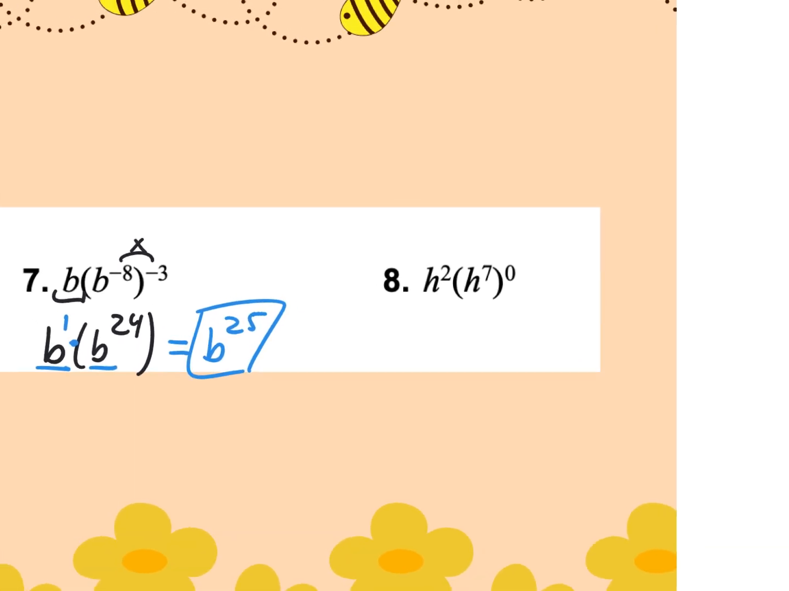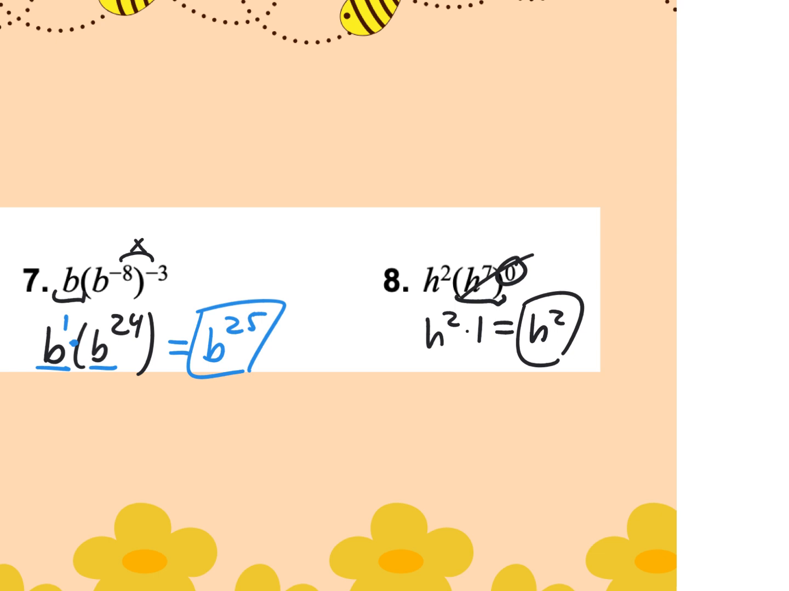All right. So this next one, there's a couple of different ways that you could think about it. You could first look at this h to the 7th and see this raised to the 0 power. If you guys remember, anything raised to the 0 power is 1. So this whole thing goes away, it just becomes 1. So we get h to the 2nd times 1, which is just h to the 2nd, which is our answer.